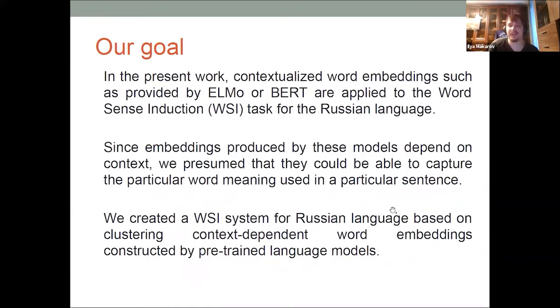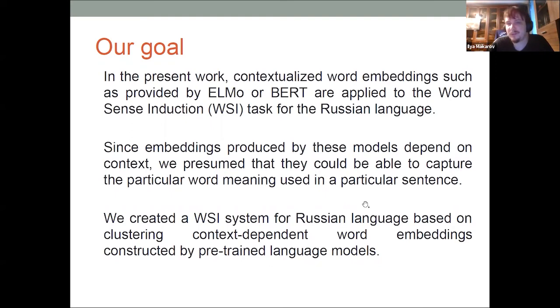In the present work, we aim to use contextual word embeddings, such as ELMo and BERT models, applied to word sense induction for the Russian language. Basically, the main idea is the following: we have some words that have different meanings, but their written form is the same. And in word sense induction, you need to guess the type of sense you mean by this word without any kind of supervision. So basically, we need to apply clustering to understand what the meaning of the current word is.